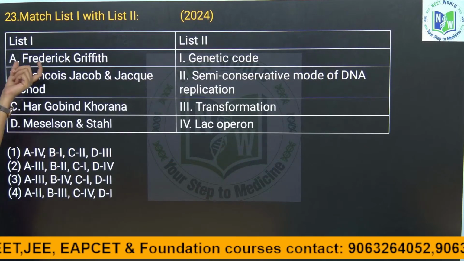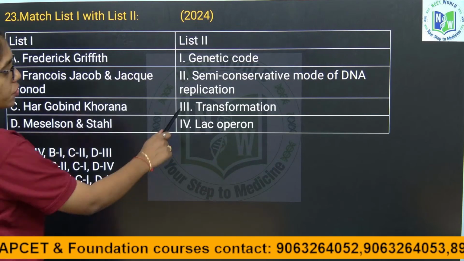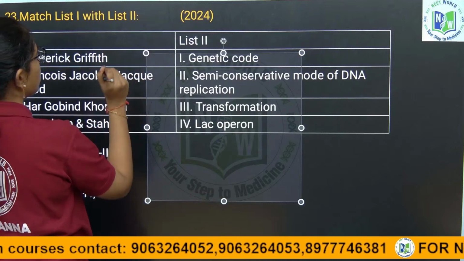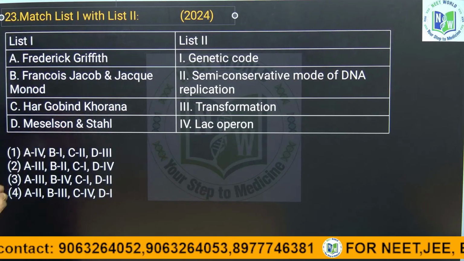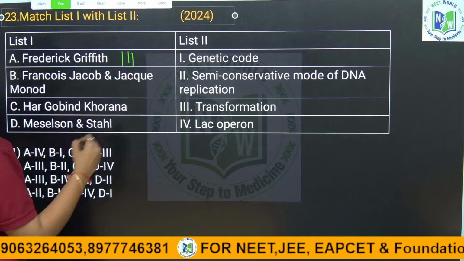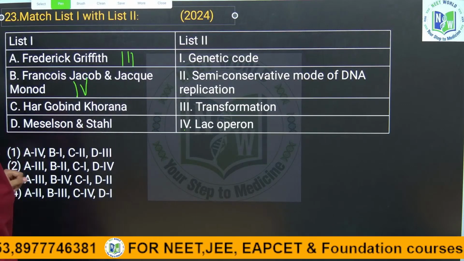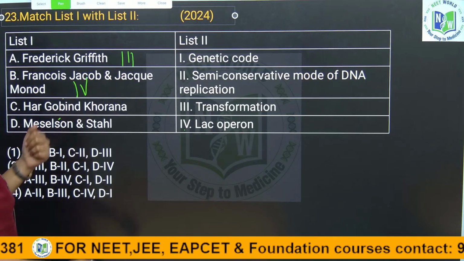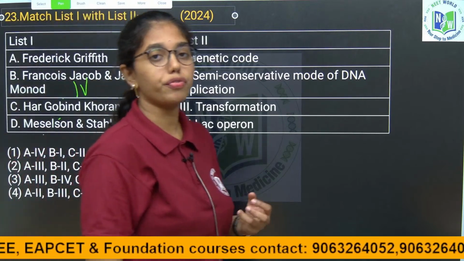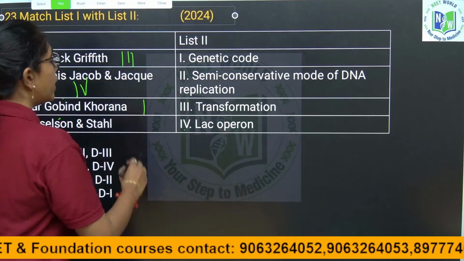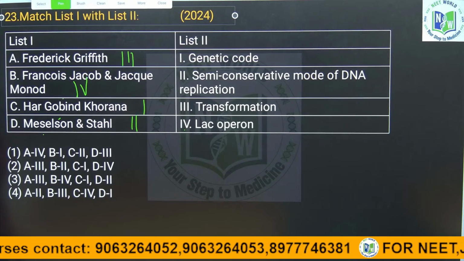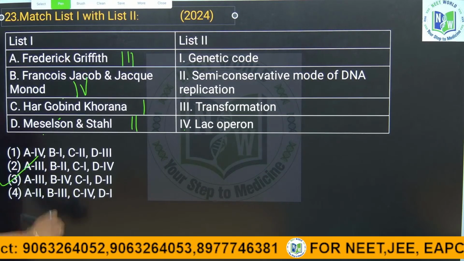Next, Frederick Griffith has given us the transformation principle, finding out from experiments on Streptococcus pneumoniae. So here Frederick Griffith is option 3, transformation. Then Jacob and Monod gave us the Lac-Operon model of gene expression. Har Gobind Khorana gave us the genetic code. Meselson and Stahl gave us the experimental proof for the semi-conservative method of DNA, which is option 2. So A is 3, B 4, C 1 and D 2. Option 3 is the correct answer.